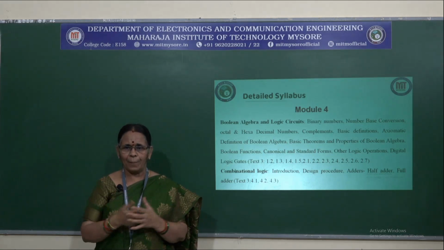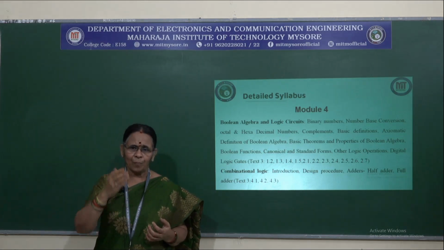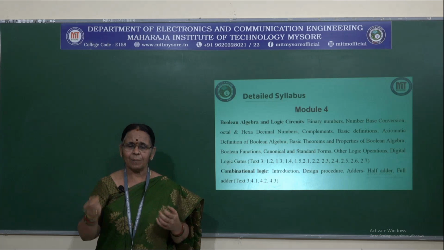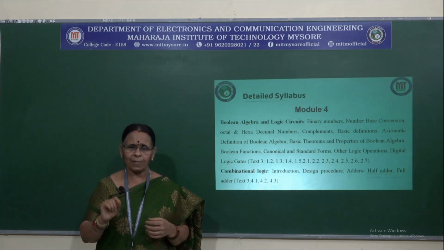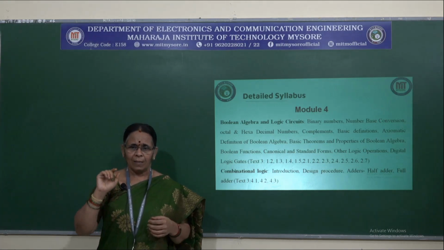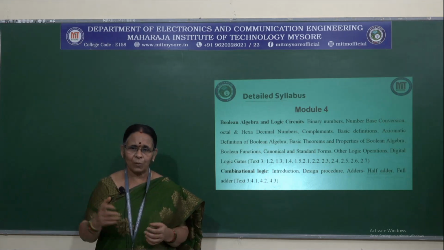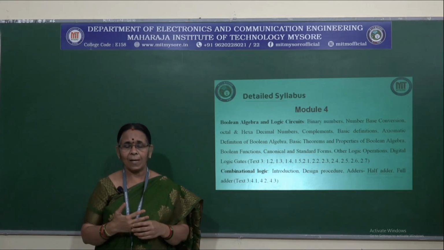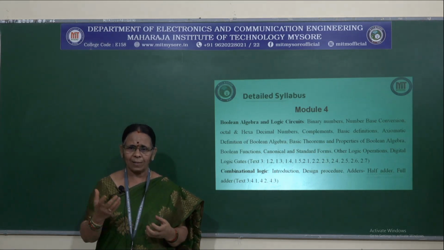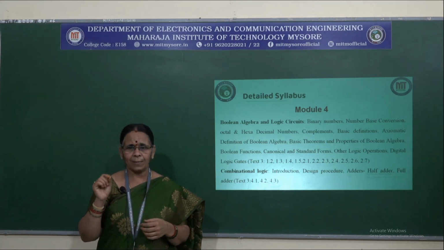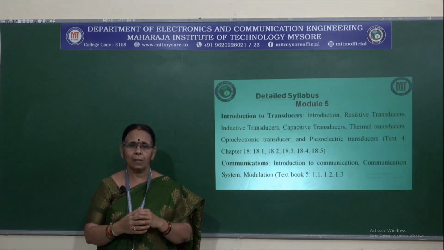Then complements, basic definitions you are going to study, axiomatic definition of Boolean algebra, basic theorems and properties of Boolean algebra. You are going to study Boolean functions, canonical and standard forms, other logic operations and digital logic gates. These are the things you are going to study under Boolean algebra and logic circuits. So then you have combinational logic. So introduction, design procedure, adders, half adder and full adder. So these are the things you are going to study under module 4.